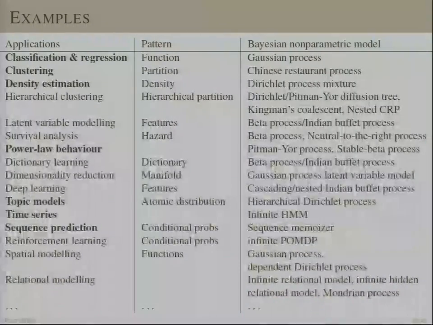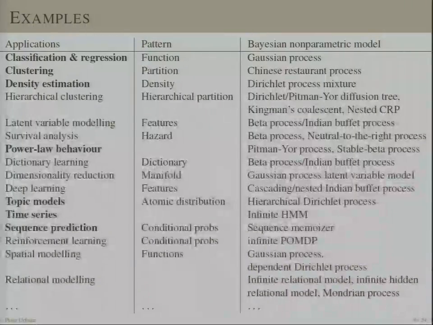When Yee Whye and I gave a NIPS tutorial on this last December, Yee Whye made this list here because we figured it would be nice to just have a list of all models and relate them to the applications and to what type of parameter we are using. Yeah? So remember, in the Bayesian model, the intuition that I tried to convey yesterday is that the parameter is some kind of pattern that explains the data. What type of pattern do we use and what do we get?